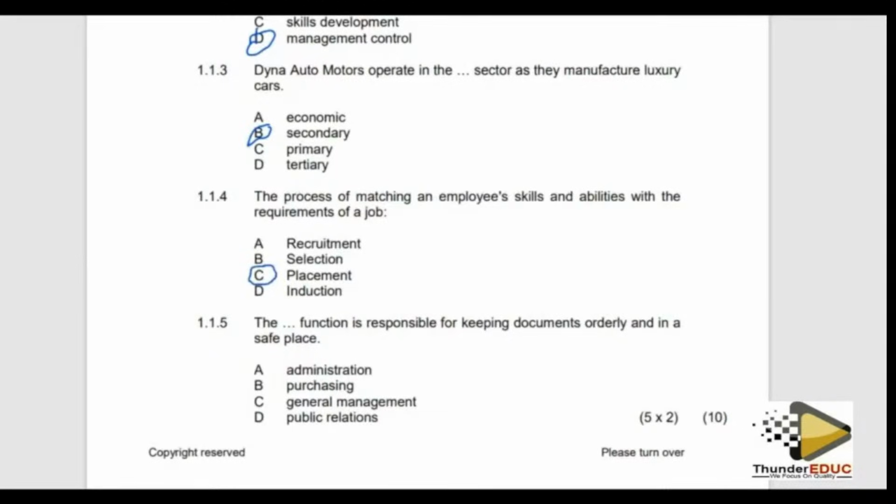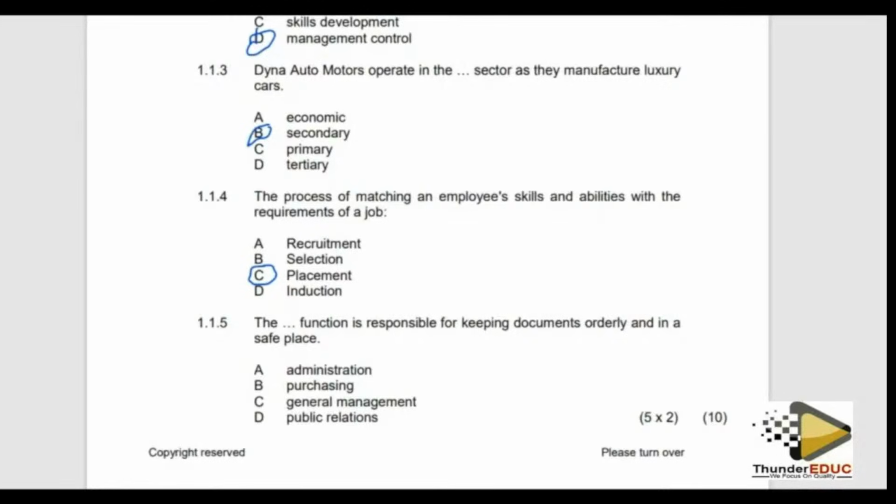Thank you. So now let's move on to the next question. Next question, we have 1.1.5. A dash function is responsible for keeping documents orderly in a safe place. So the first option, which is A, we have administration. And normally administration deals with paperwork as well as filing such data work, as well as the information pertaining to an improvement that can take a company to the next level.